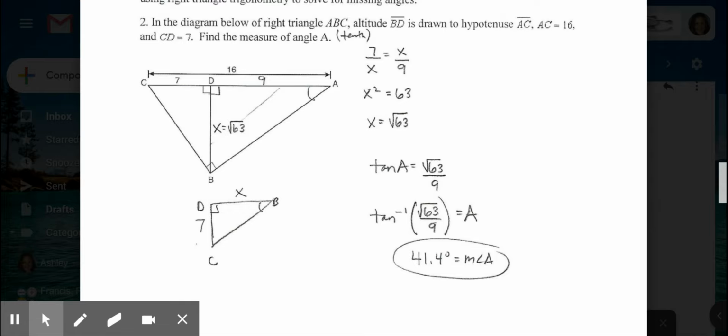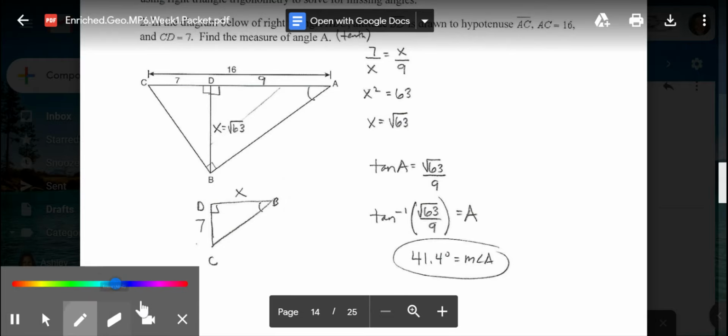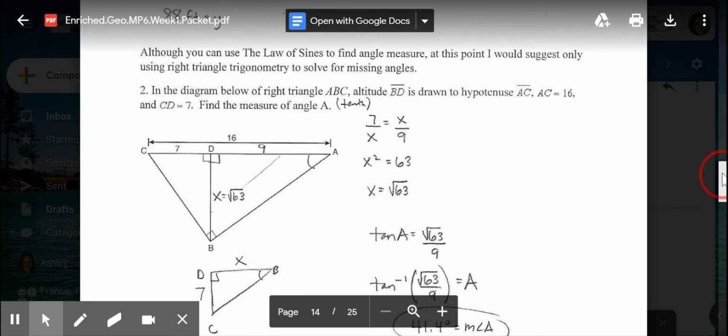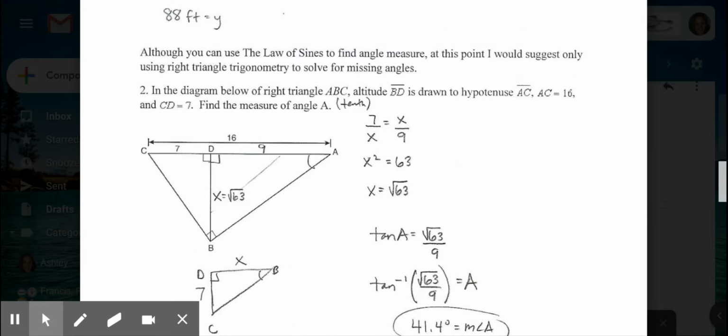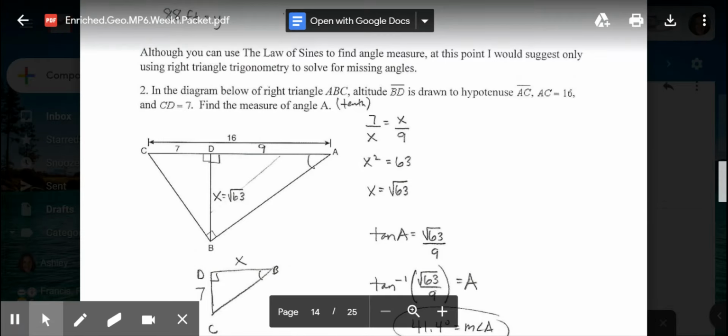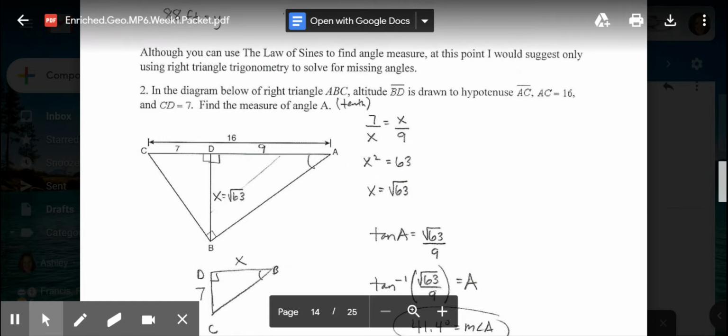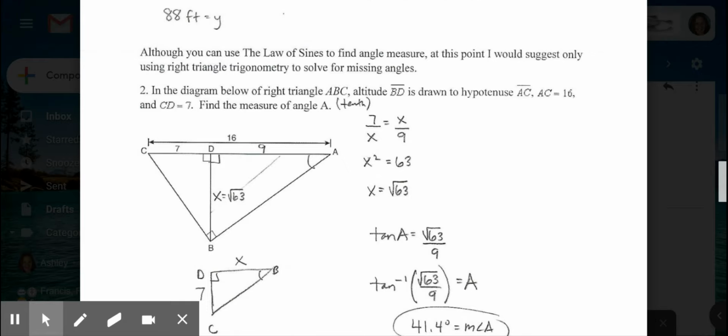Let's break down the language here. It says you have a right triangle, you have an altitude. Let me scroll this up. You have an altitude BD, so that creates a right angle here, and it's drawn to this hypotenuse of triangle ABC. The entire hypotenuse is 16, part of it's 7, therefore this is 9. We want the measure of angle A.